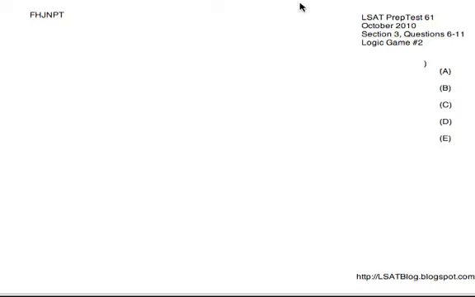Hey guys, this is test 61 game 2. This is the Archaeologist's Ancient Artifacts game. It is an ordering game. We know this because they say in the third line she will order them from first to sixth, so there must be an order to the artifacts.